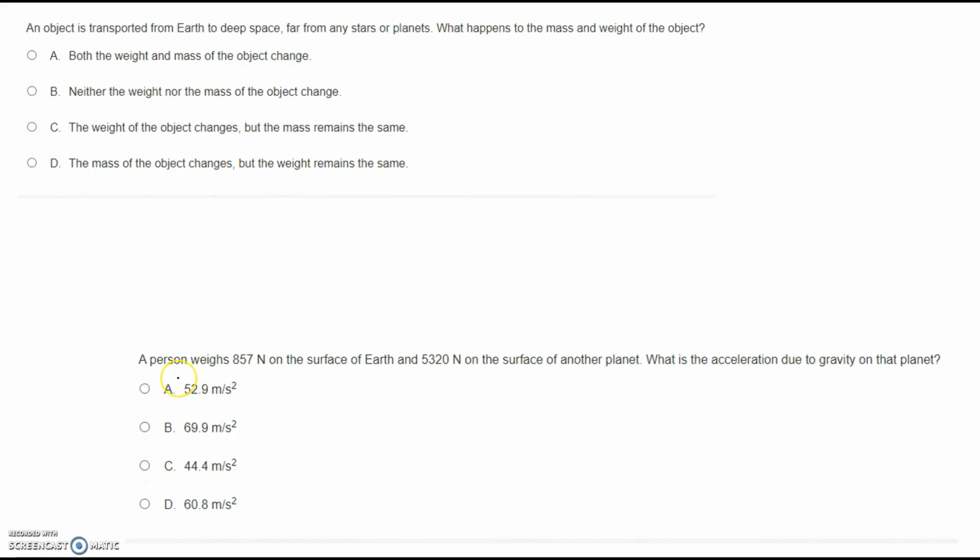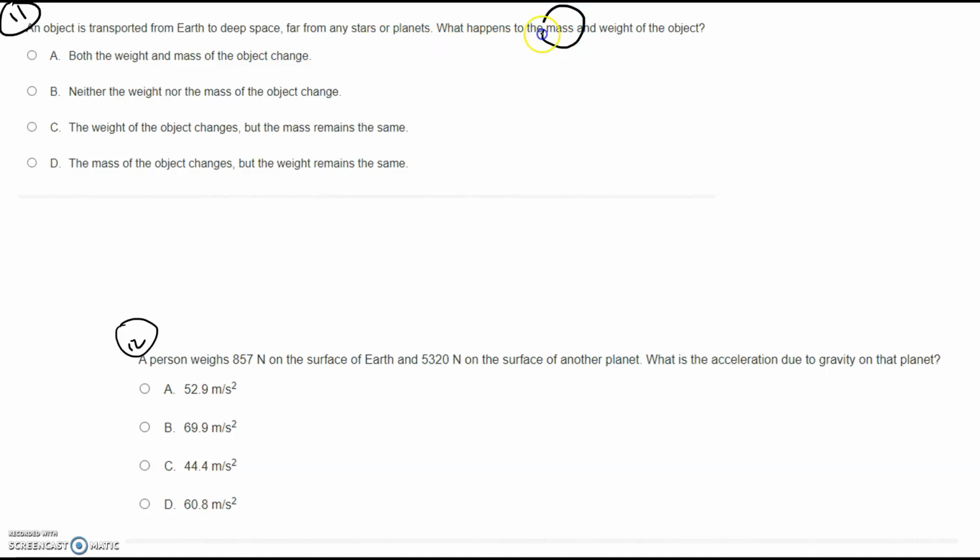Okay, 10. I'll find 11. All right. So this is 11 and this is 12, and I'm getting close to the end of my limit for this video, so I might have to break it up and have a part 1 and part 2 for this test review. But an object is transported from Earth to deep space, far from any stars or planets.